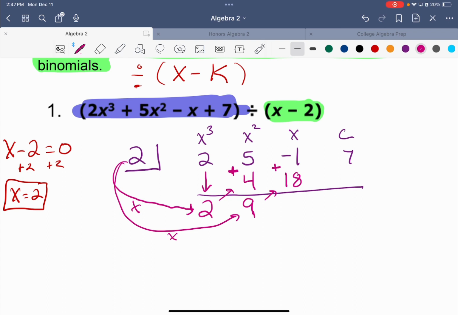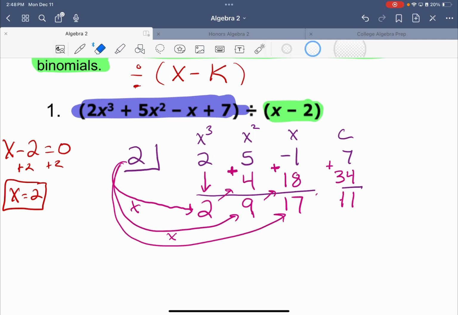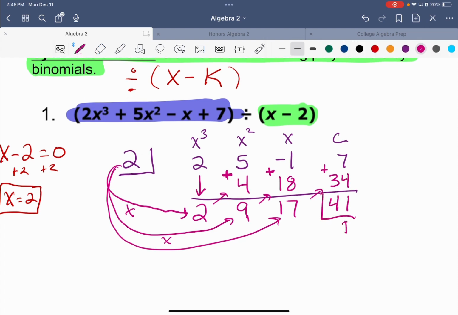When they're both above the line, you add them together to get the number that's below the line. So negative 1 plus 18 is 17. That 17 goes below the line. Now we're going to take 2 times 17, it's a product. This product is 34, so that goes above the line. 7 plus 34 is 41. That 41 is going to be my remainder.